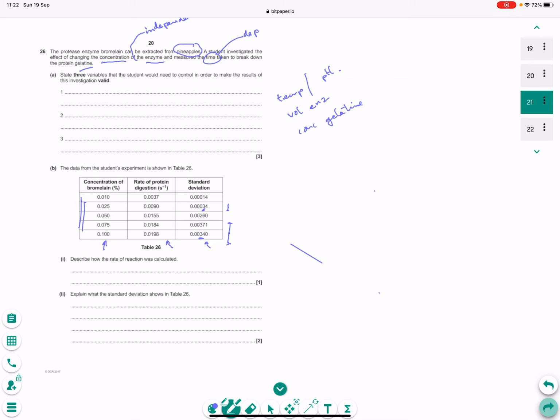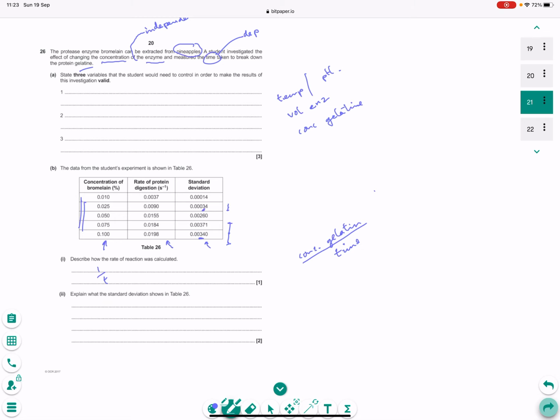Describe how the rate of the reaction was calculated. Well, a rate is per unit time. So this would be the concentration of gelatin, how that concentration decreases over time.